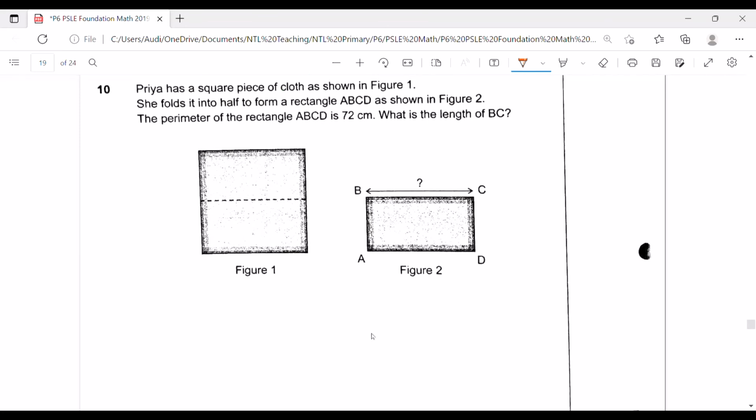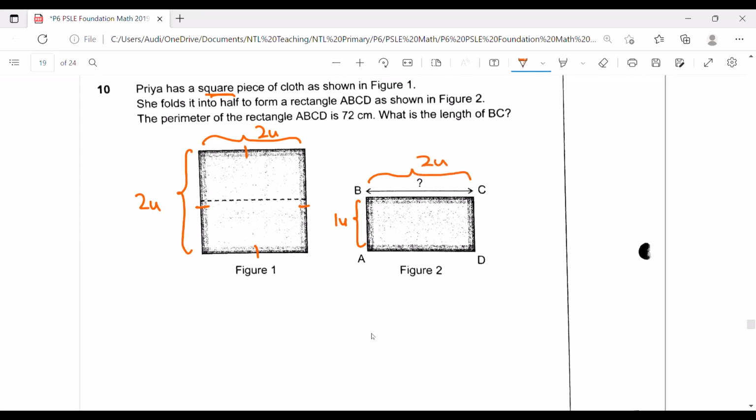Priya has a square piece of cloth as shown in figure 1. So because this is a square, we know that all the sides are equal. She folds it into half to form a rectangle. Okay, because she folds it into half, it means that this is actually 1 unit and this is actually 2 units. And so this will also be 2 units and this would remain as 2 units.